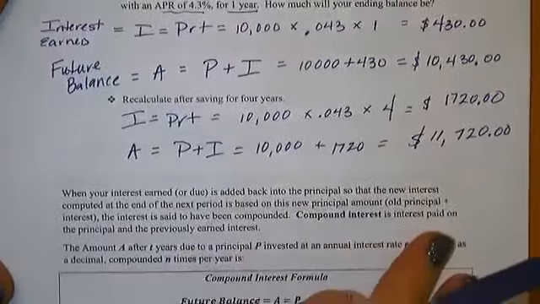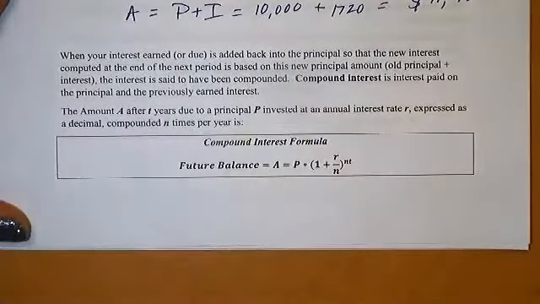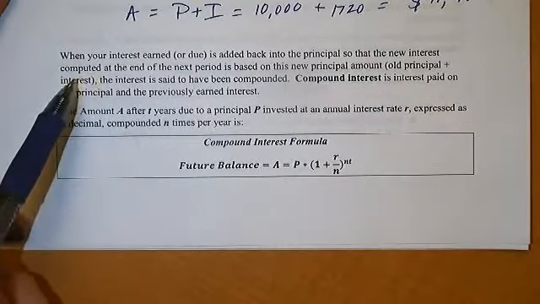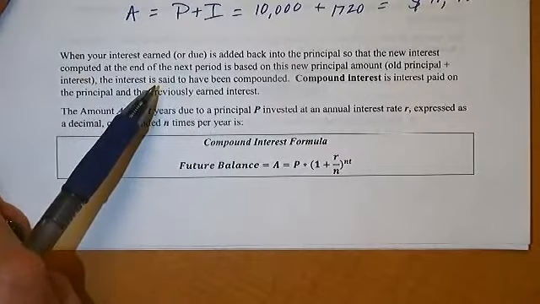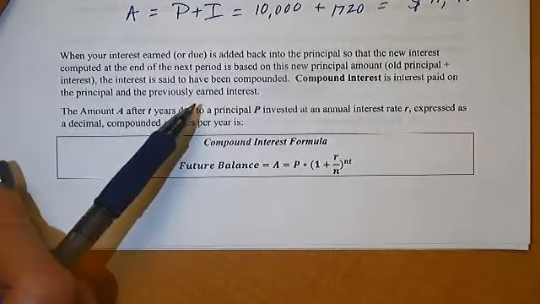Most banks use something called compound interest. This is when your interest earned or due is added back into the principal so that the new interest computed at the end of the next period is based on the principal amount, which is your original principal, plus your added interest. And so the interest is said to have been compounded. Compound interest is interest paid on the principal plus the previously earned interest.